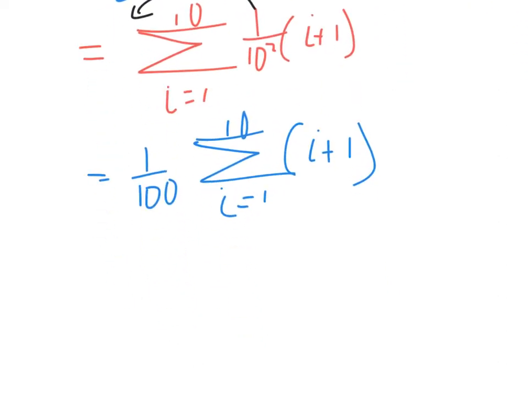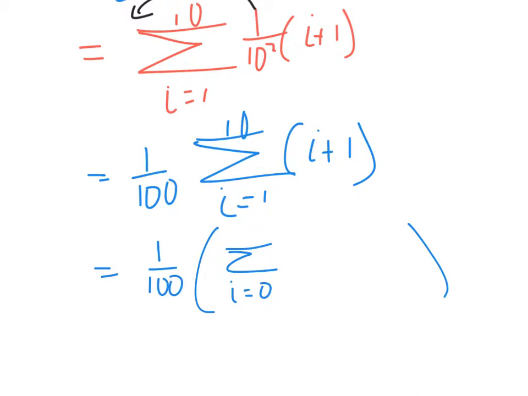Well, we can break that up there, okay? And we can say this is 1 over 100 times the sum as i goes from 0 to 10 of i, plus the sum as i goes from 1 to 10 of 1. We're going to put this little 1 there.